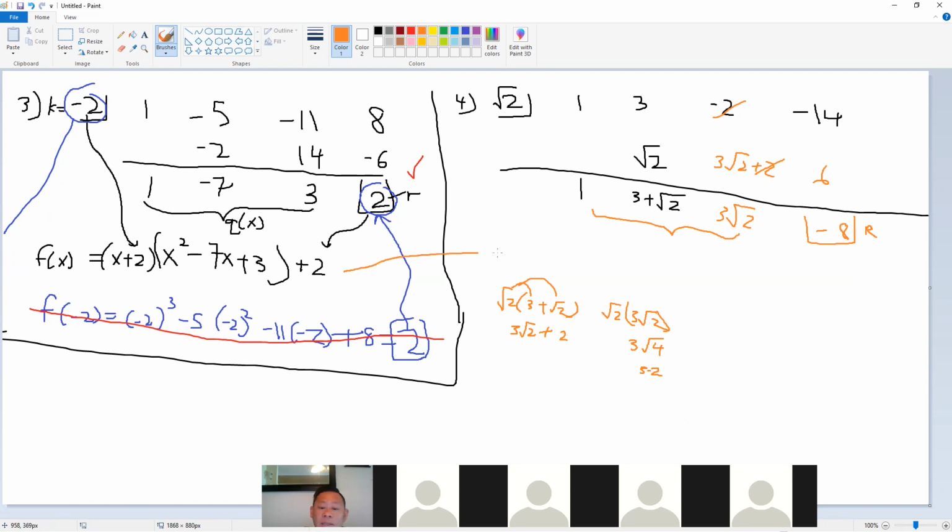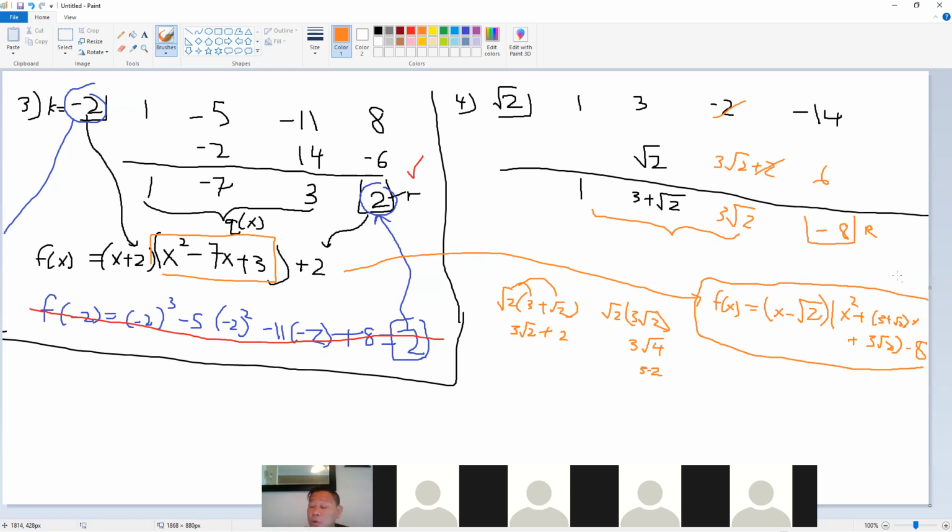If I want to write this in the division algorithm, it will be f(x) equals x minus root 2, because the square root of 2 is your k. And then we have this quotient piece here, x squared plus 3 plus root 2 times x plus 3 root 2. This is all inside the quotient, this little parenthesis. And then minus 8 is the remainder. So this is your answer for question number 4.